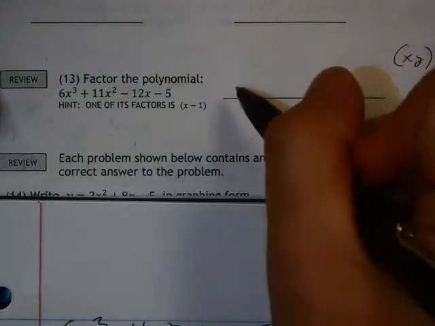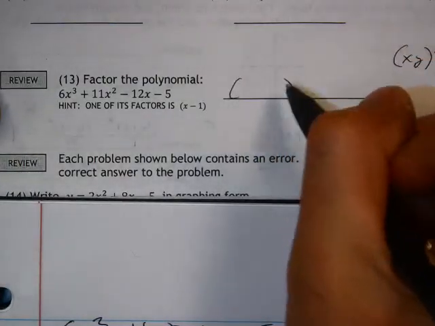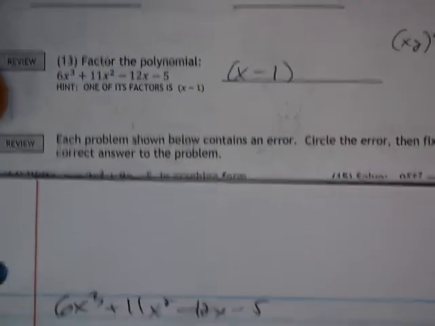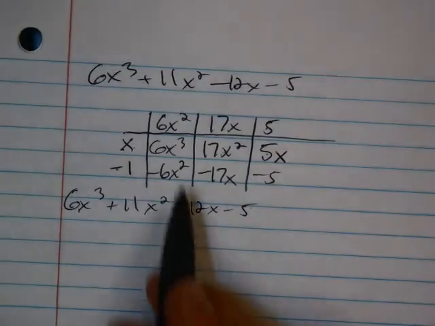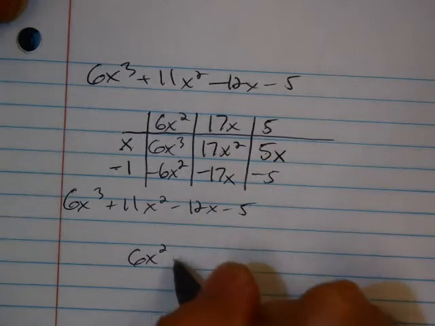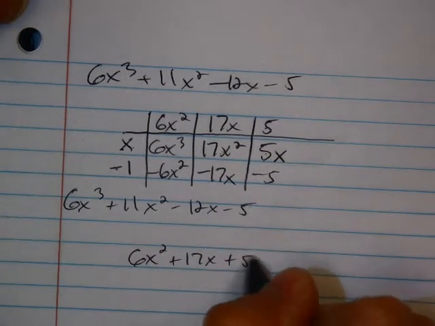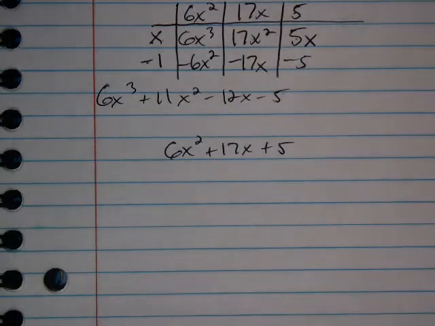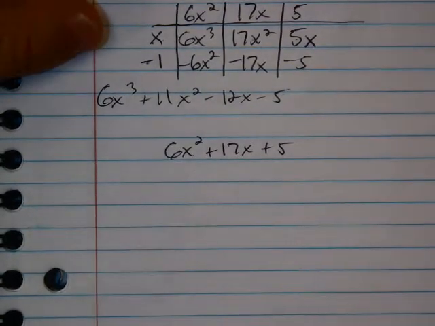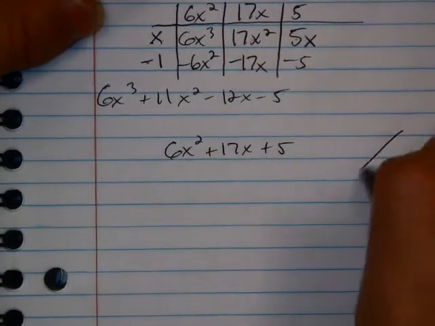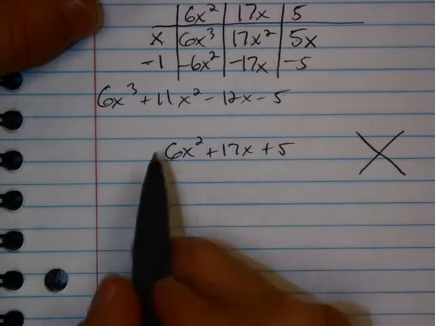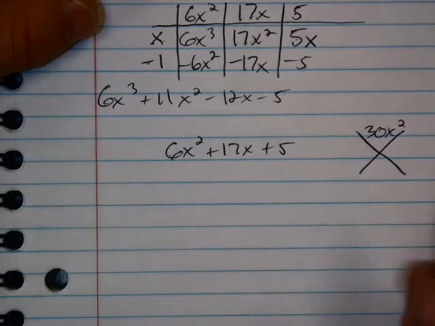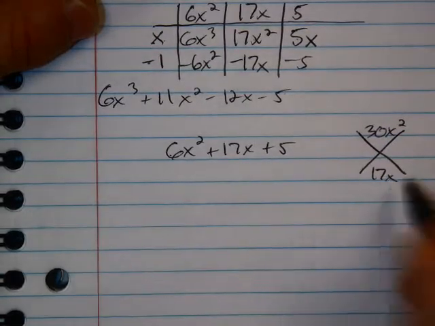Now, our final answer should be just the factors. So the first factor we divided by was x minus 1. And the result was 6x squared plus 17x plus 5. Now what that means is, since we're factoring it, this should also factor. So if you're doing the diamond, 6x squared times 5 is 30x squared. 17x goes on the bottom.